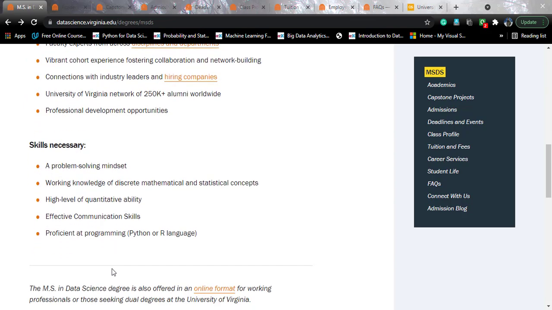Now if you see the skills necessary for this course, you need a problem solving mindset, not a fixed mindset, and you should have a working knowledge of discrete mathematical and statistical concepts, quantitative ability, communication skills, proficiency in one of the programming languages like Python or R. So those are the things that are required.